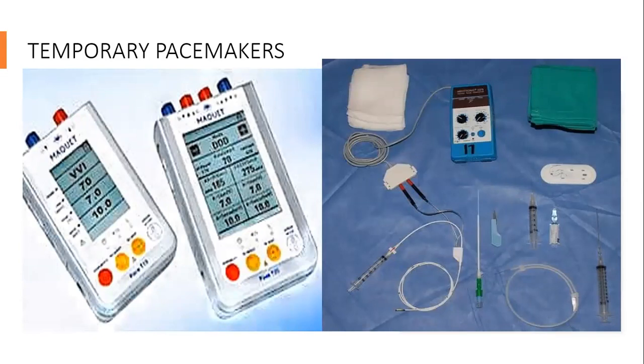The first one that has two connectors on top is a single chamber temporary pacemaker, while the second one that has about 4 connectors on top is the dual chamber artificial pacemaker. And these are the materials needed. The one on the right is a pacemaker with the connector and also the materials needed for its insertion.